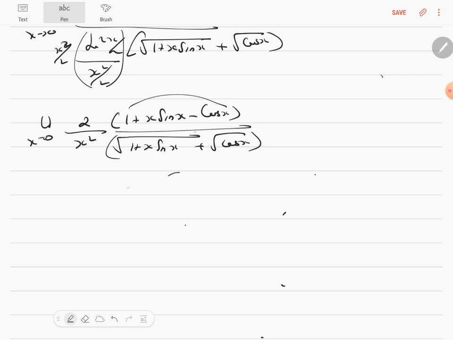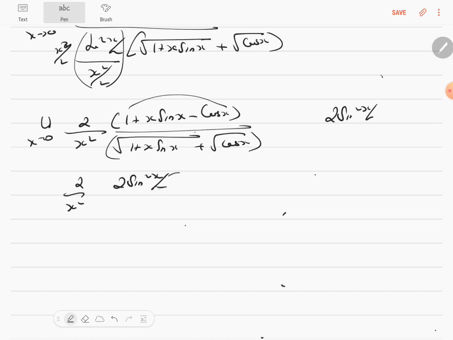I want to eliminate this x square, so I'll get a 2 sin square x by 2. Let me try, okay, 2 by x square, and 1 minus cos x is 2 sin square x by 2. Okay, minus plus an x sin x is all I have, by the denominator root of 1 plus x sin x plus root of cos x.